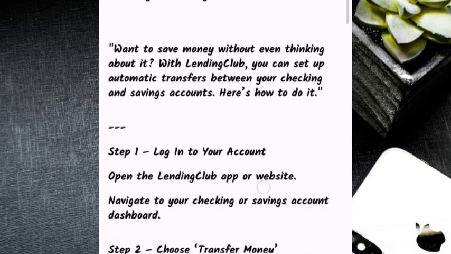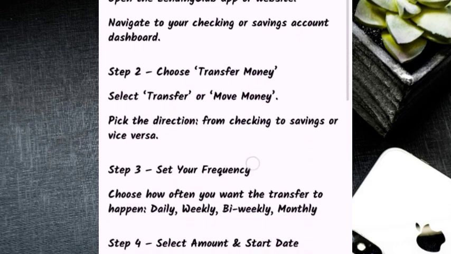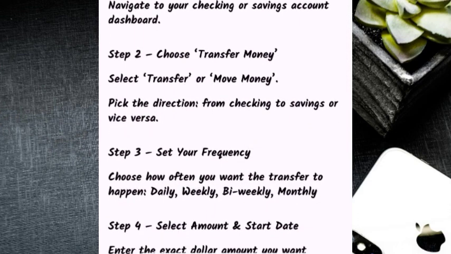The first step is to log into your account. So open the Lendingclub app, or you can go on the website and then just navigate to your checking or savings account dashboard. There, you're going to choose transfer money. So go ahead and select transfer or move money and then pick the destination, that's from checking to savings or vice versa.